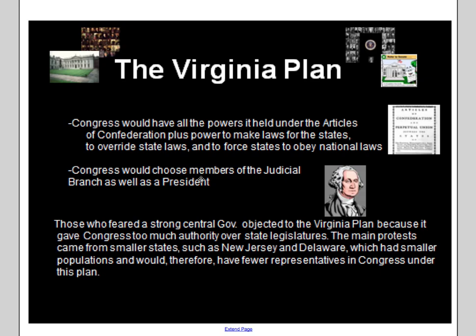Those who feared a strong national government didn't like the Virginia Plan because it gave Congress too much authority. The smaller states especially didn't like that representation based on population. Virginia had about 900,000 people, so under that plan, they're going to have close to 30 representatives, and a state like Delaware is going to have 2. So you can see why the objection would take place.